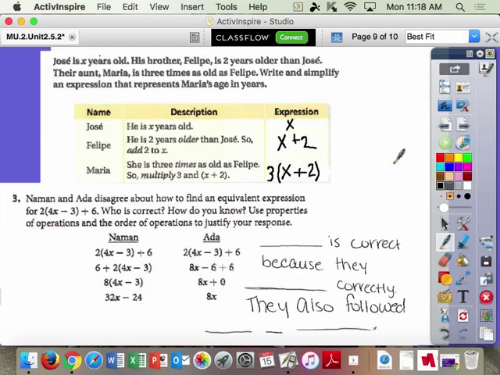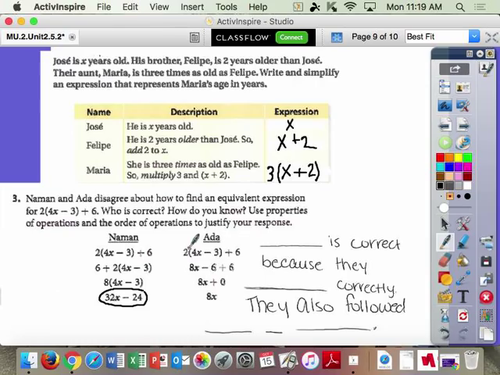Okay? Now for 3, we're looking at Naaman, however you want to say it, and Ada. We're seeing which one of them solved the problem correctly. So he did, or she did, moved the 6 over here, plus, so this again is called the commutative property. They just moved things around. Then he said 6 plus 2 is 8. 8 times 4 is 32. 8 times 3 is 24, so this is his final answer.